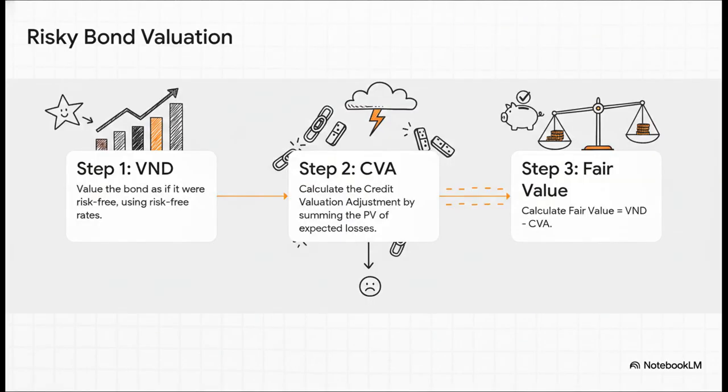And you know, the good news is, this isn't some kind of crazy, complex process. It's actually a really logical three-step dance. Step 1. Pretend the bond is perfect and value it as if it's risk-free. Step 2. Figure out the cost of the risk. That's our CVA. And then Step 3, the easiest part. Just subtract that risk cost from the risk-free value. Boom. That's your fair value.